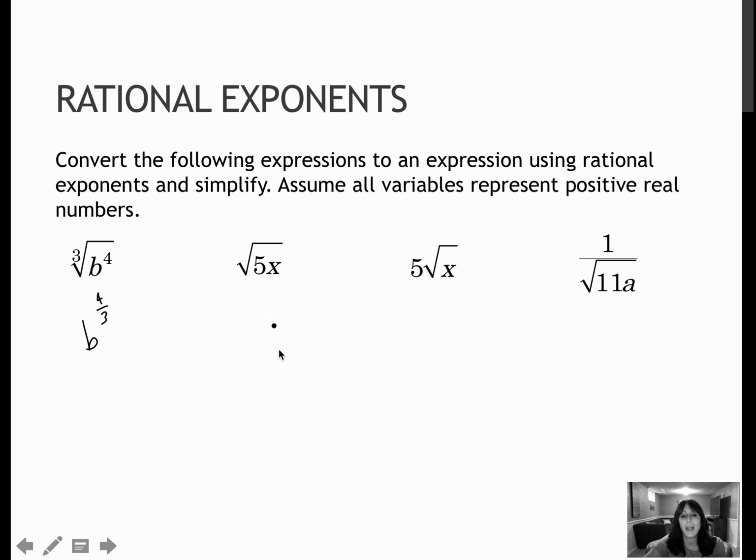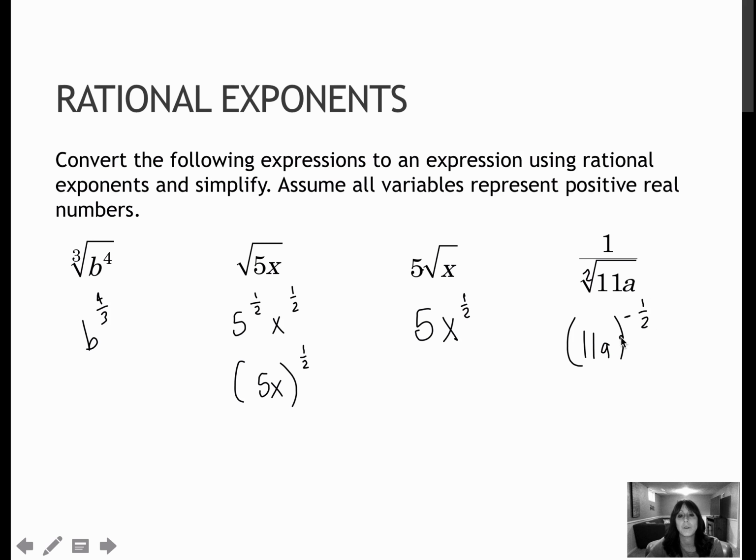5x all to the 1/2. I can either write this as 5 to the 1/2 and x to the 1/2. Typically, however, I would just write 5x in parentheses and then to the 1/2 so that I know that the square root applies to everything. This one is different. I have 5 on the outside, but x to the 1/2, so it's 5 x to the 1/2. Again, here x is the only thing to the 1/2. And then because 11a is a denominator, I would say 11a to the -1/2. So the negative saying that's on the bottom, the 2 the index, the 1 because there was no exponent on either one of those things.